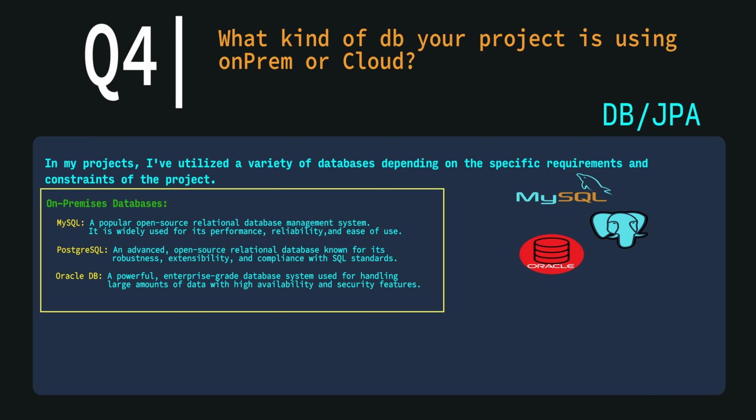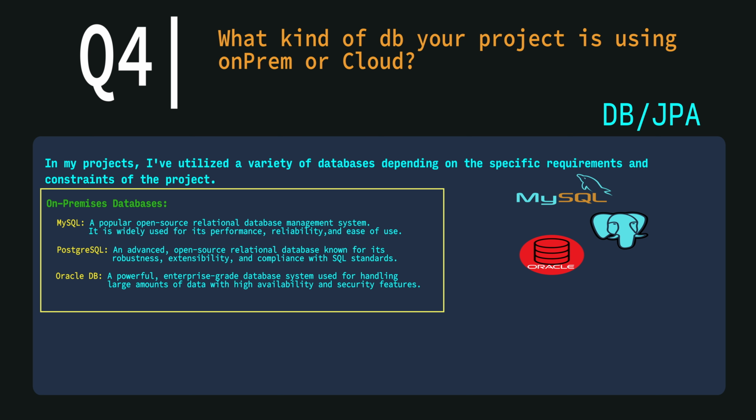Generally, these on-premise databases are hosted on physical servers within an organization's own data center. The organization has full control over the hardware, software and maintenance of the database. And they are not associated with any cloud platforms like AWS or Microsoft Azure.